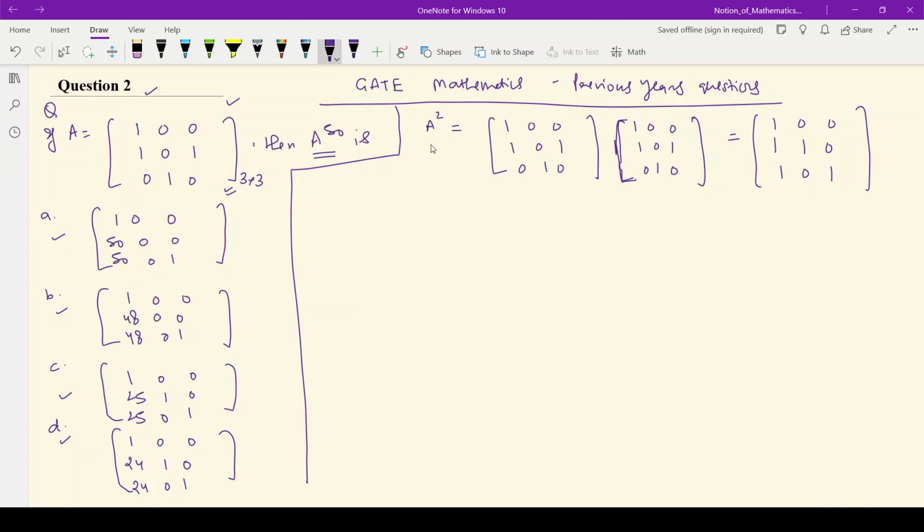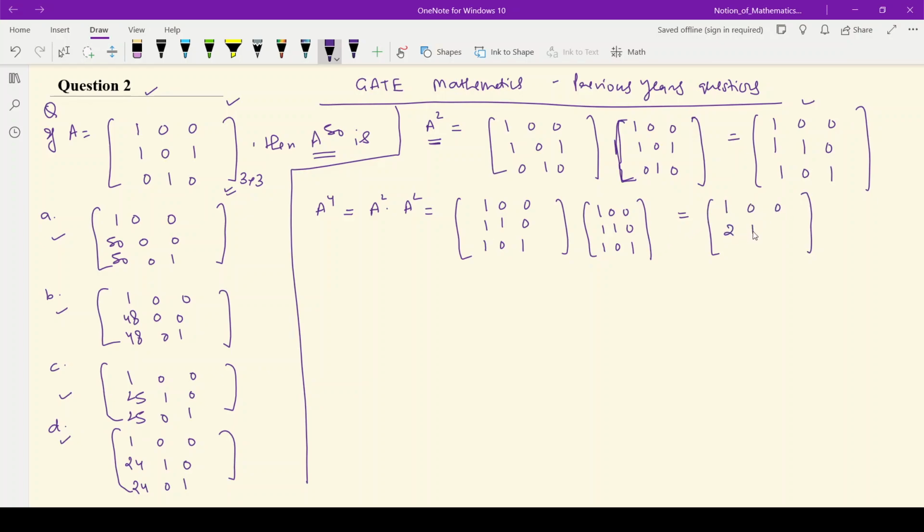After evaluating A square, I am aiming for A to the power 4. A to the power 4 is A square into A square. So what would it be? This matrix multiplied 2 times, 1 0 0, 1 1 0, 1 0 1, multiplied with the same matrix 1 0 0, 1 1 0, 1 0 1. The result of this multiplication will be 1 0 0, 2 1 0, and 2 0 1.